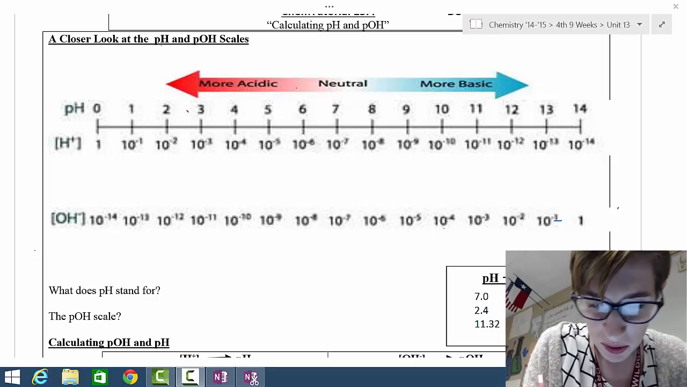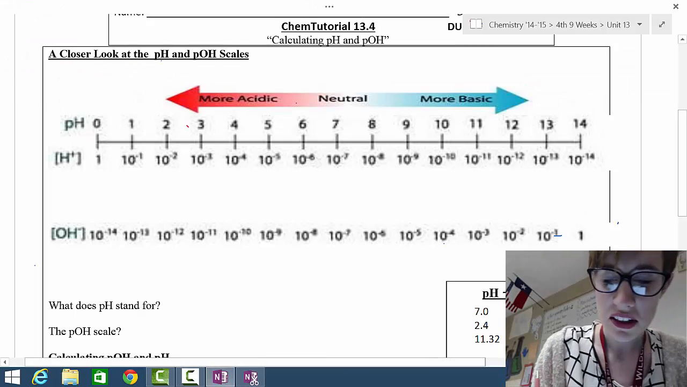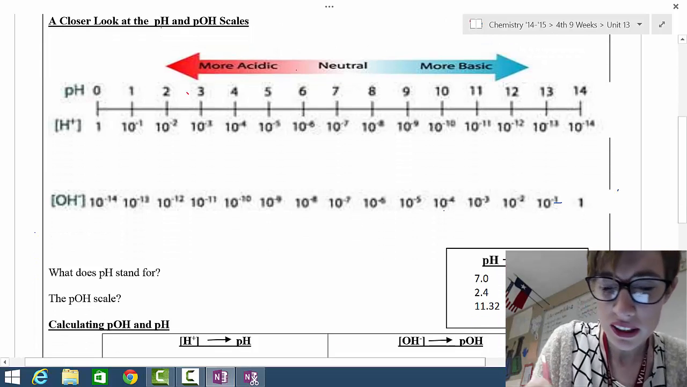13.3. Wait, I think it's 13.3. I should probably double check. Yes, no, it's not. It's 13.4.